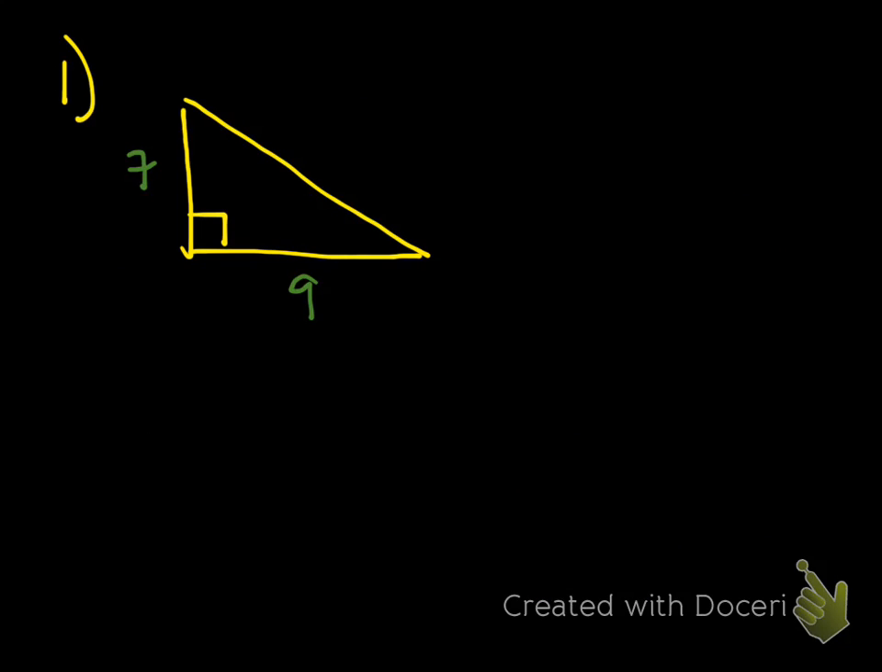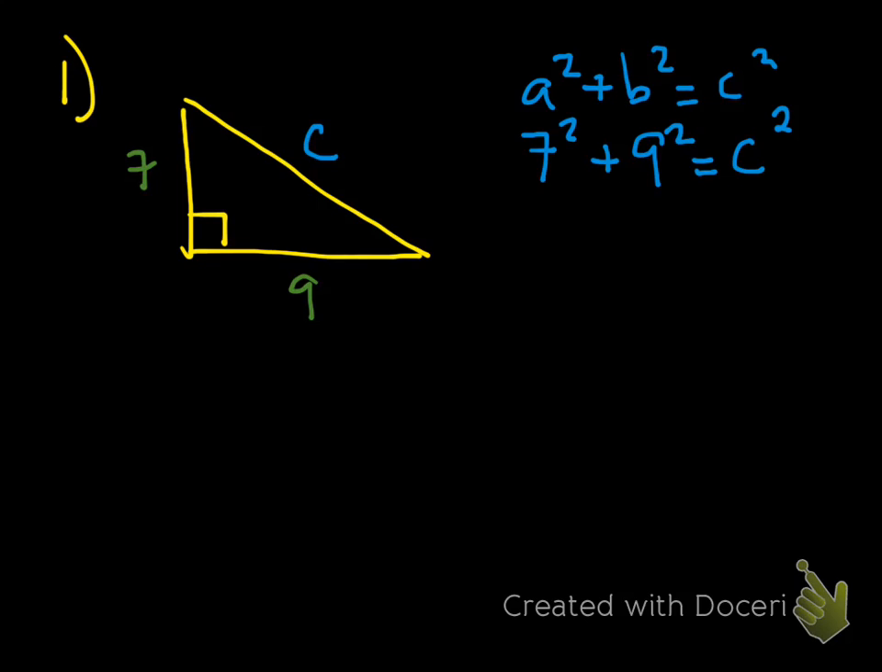Okay, so on this first one, it tells you to find the missing side of each right triangle. We don't have the hypotenuse, so this is C. We know that 7 and 9 are both A and B. It doesn't matter. So we'll start off by saying that the Pythagorean theorem is A squared plus B squared equals C squared. So we have 7 squared plus 9 squared equals C squared. 7 squared is 49 plus 81 equals C squared. And then 49 plus 81 is 130 equals C squared.